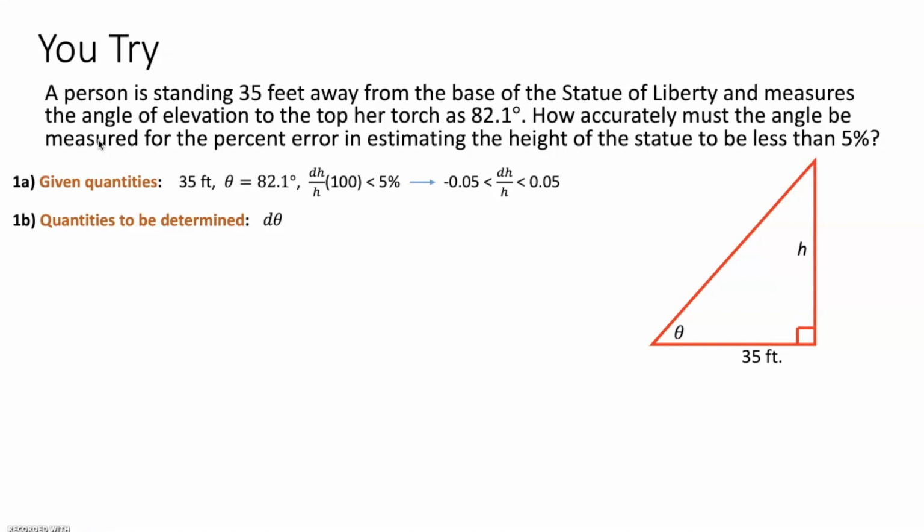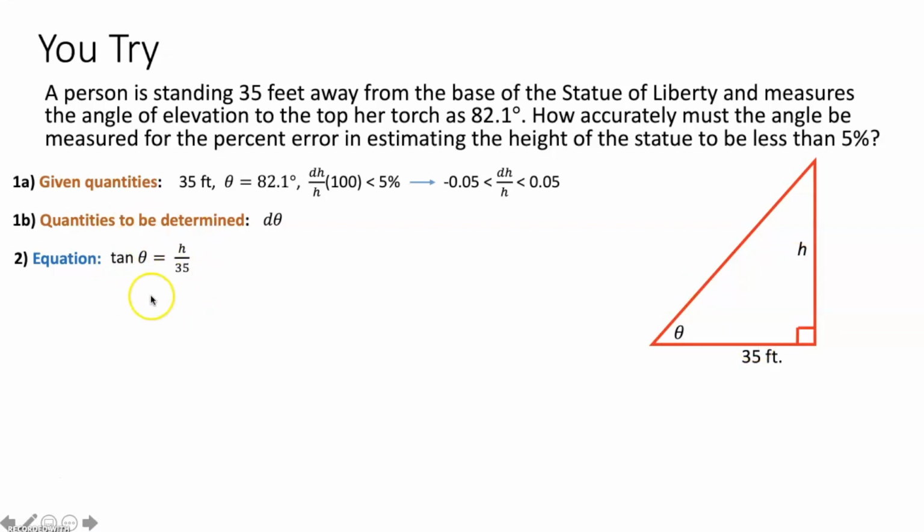So now that we know what we're looking for, we can move on to the next step, step 2, which is to state our equation. What equation are we going to take the derivative of in order to get this d theta in our equation? Well, in order to get d theta, obviously theta needs to be involved. So what kind of equation can we set up with a right triangle using an angle like this? A trig ratio. So which trig ratio involves an angle, the opposite side, and the adjacent side? Well, that would be tangent. So we could say tan of theta is equal to h over 35.